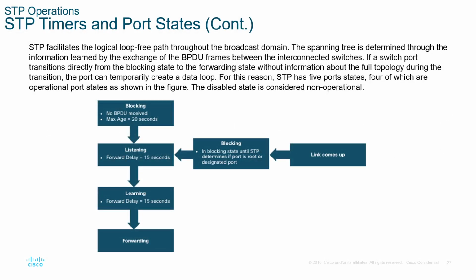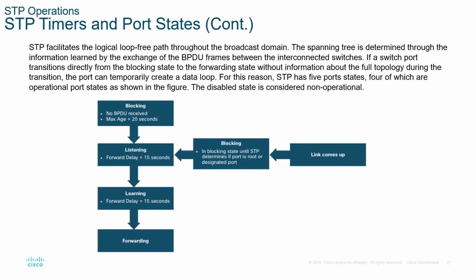STP facilitates the logical loop-free path throughout the broadcast domain. The spanning tree is determined through the information learned by the exchange of the BPDU frames between the interconnected switches. If a switch port transitions directly from the blocking state to the forwarding state without information about the full topology during the transition, the port can temporarily create a data loop.